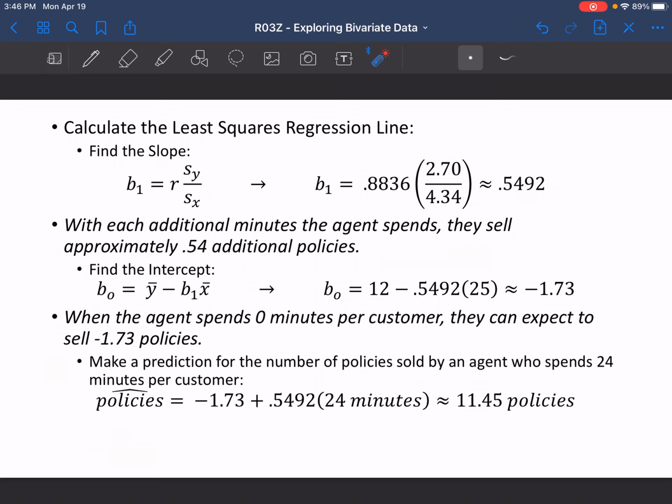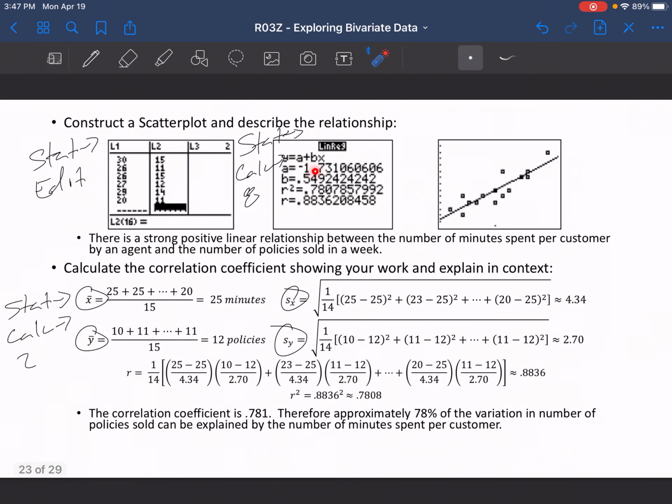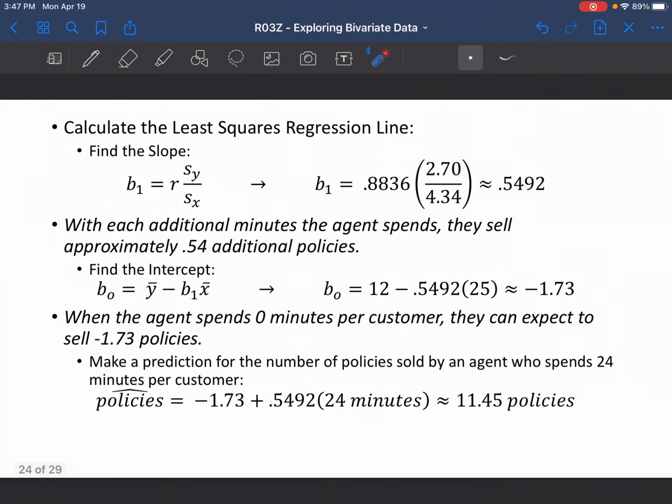If we're asked to find the y-intercept of that, the y-intercept is this A value right here. So again, go to stat calc 8, you should be fine. But the y-intercept is going to be represented by whatever the mean value of y was minus the slope, or B1, times the mean of the x values. And that's going to give us a value of negative 1.73. And if we're asked to interpret the intercept in words, when the agent spends 0 minutes per customer, they can expect to sell negative 1.73 policies.